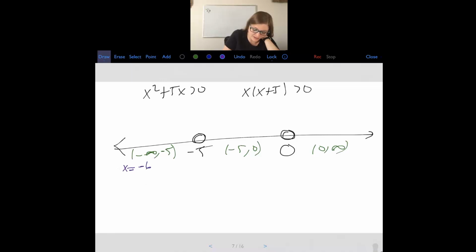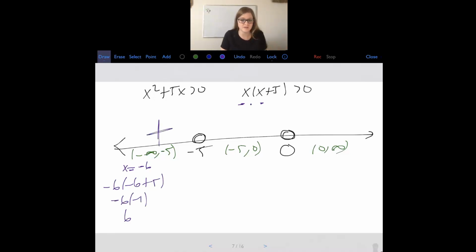And again, you can plug it into the original, or you can plug it into the factored form, or you can take a look and say, okay, this is going to be a negative if I plug in negative 6. This is going to be a negative. Negative times a negative is a positive. Okay, but I'll plug that in. So negative 6 times negative 1 is positive 6. So we have positive values here.